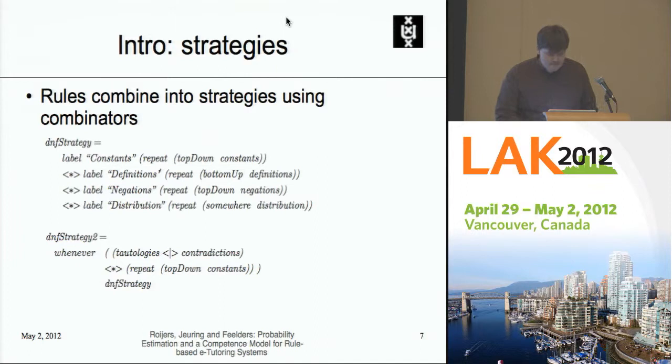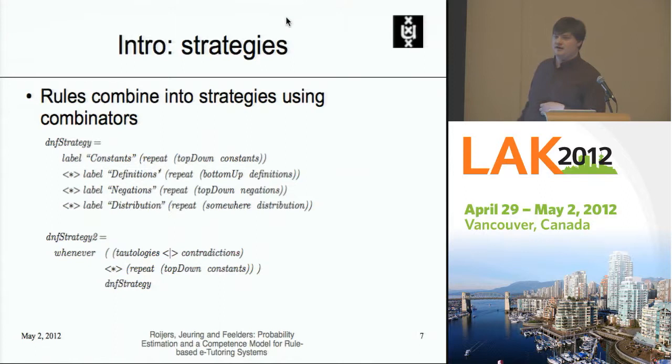Another thing that is rather novel about this system, but not my research, but previous research, is that this system combines these rules in strategies according to, well, these combinators. I don't know if any of you is familiar with functional programming. I'm seeing very blank faces. But there are just some ways you can combine different things. The less than star greater than means I do the left-hand side first and then the other side.